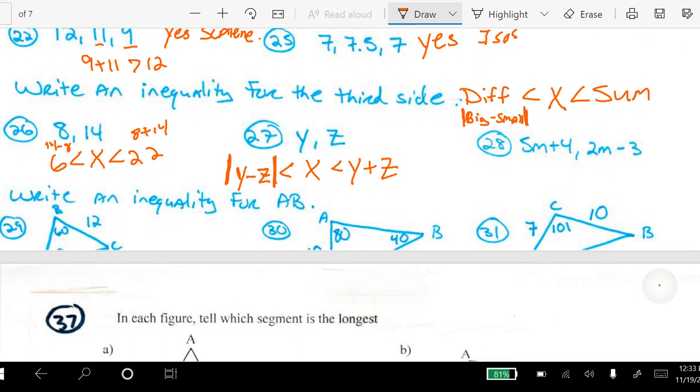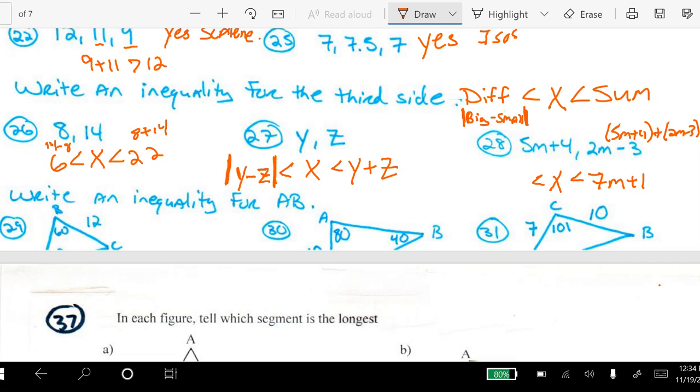For 28, again, I'm going to use x. Less than, greater than. The sum is going to be 5m plus 4 plus 2m minus 3. So I add those up. I end up with 7m. And then plus 1.